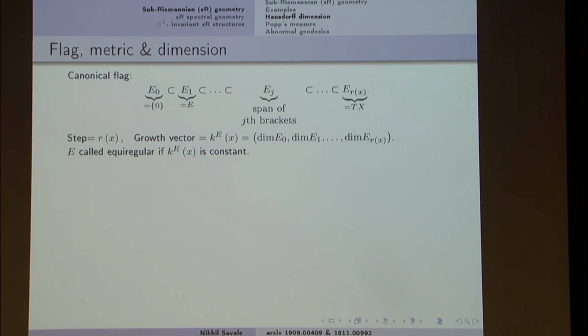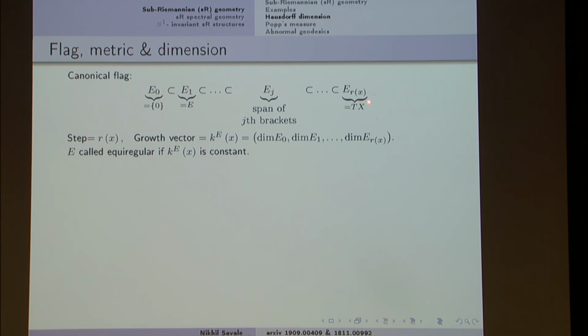So since we have a bracket generating distribution, we can define what's called the canonical flag. We saw that the number of steps that we need to generate can be pretty high. So you can define the step size, the number of brackets that you need to eventually generate the full tangent space. And just note that this can depend on the point. As we saw in the Martinet case, if you were in the contact region, you just needed 1 bracket, but in the vanishing locus of alpha wedge d alpha, you needed 2 brackets. So this step size can depend on the point on the manifold.